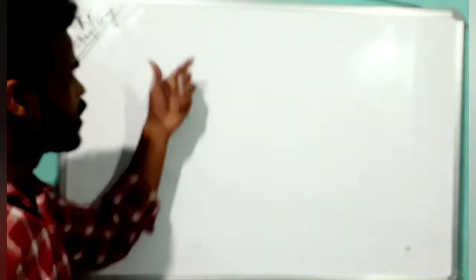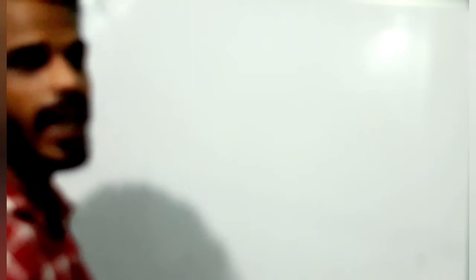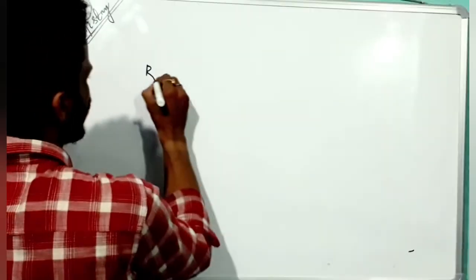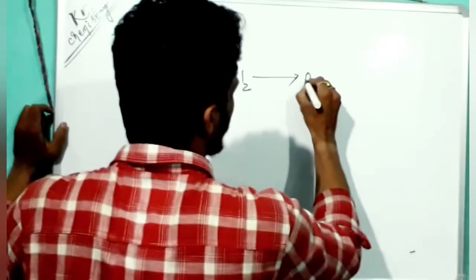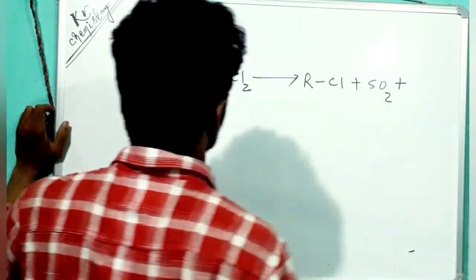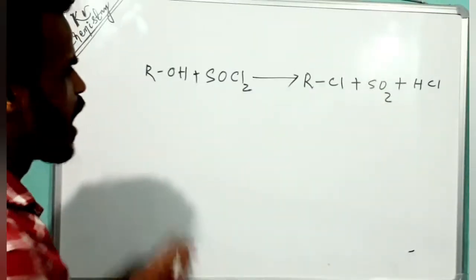Now I am going to explain how to write a chemical reaction by knowing the reactants and products. See, if we know the reaction from alcohol, ROH plus thionyl chloride SOCl2, it forms RCl plus SO2 plus HCl. This is the reaction. How do you write the theory of this reaction?